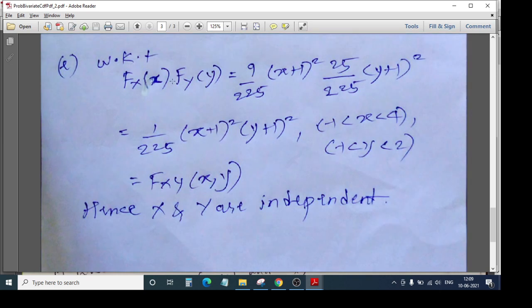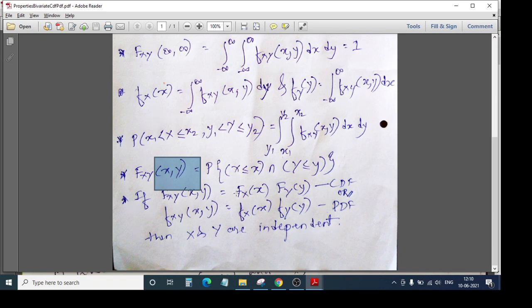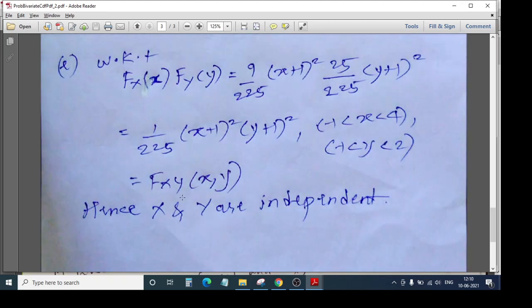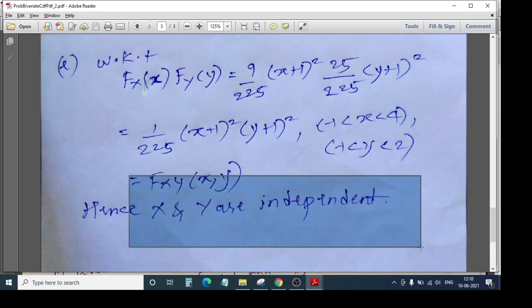So therefore the multiplication of the individual CDFs and the bivariate CDF are both equal to one another. That is, LHS is equal to RHS. That is, the product of the individual CDFs is equal to the bivariate CDF. If this happens, then we say that they are independent. So hence we are saying that both the variables x and y are independent.